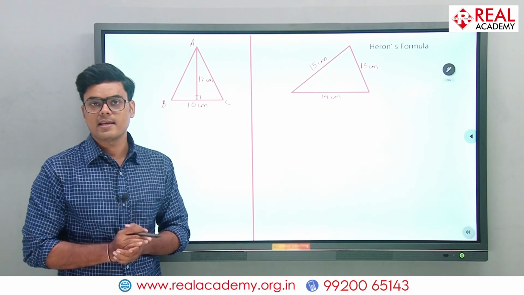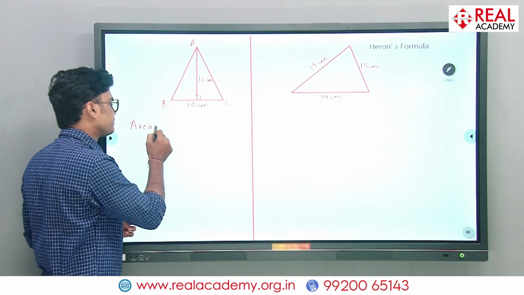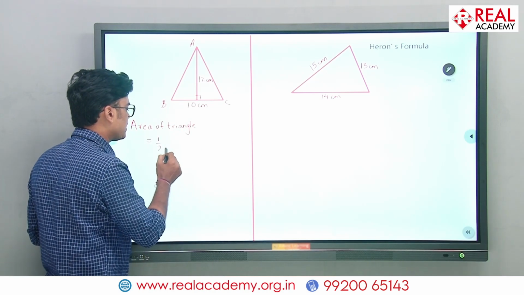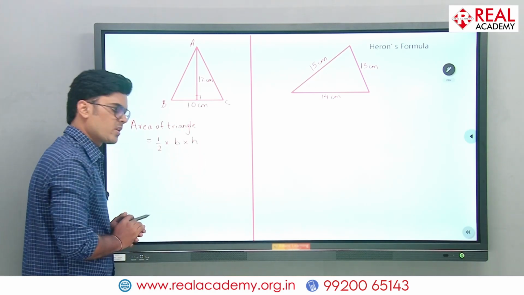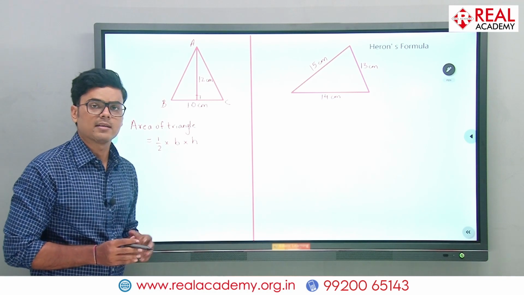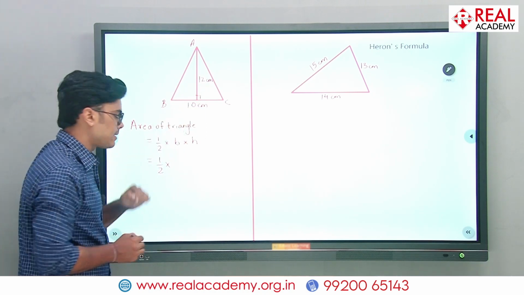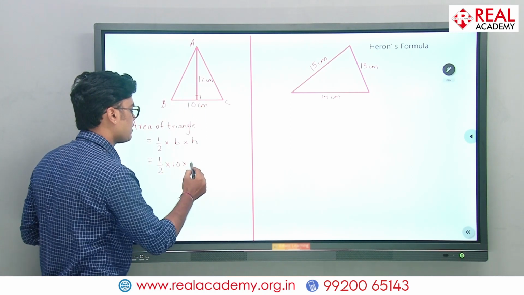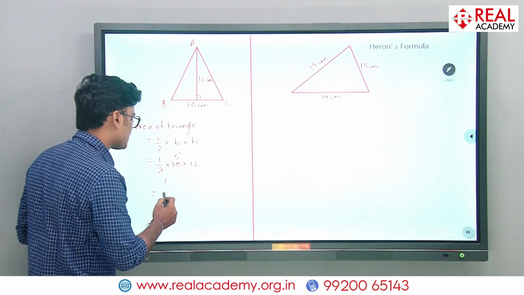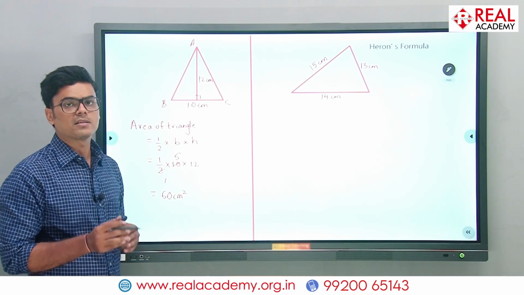We all know how to calculate the area of a triangle, correct? We know it from our previous standards that the area of a triangle can be calculated as half multiplied by base multiplied by height. When we know the base and height of the triangle, this is how we can calculate the area of the triangle. It's very simple, correct? Substitute the values: half, the base of this triangle is BC, that is 10, height is 12, correct? You can cancel this out. 12 into 5, the answer is 60 centimeter square. The area of this triangle is 60 centimeter square.